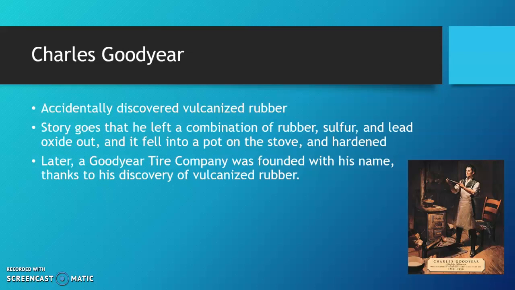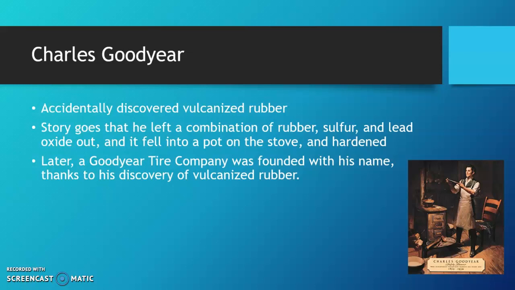So he combined rubber with sulfur and lead oxide, and he left it out. The story goes that it accidentally fell into a hot pot on the stove, and when he took it back out again, it had hardened, and it was also very flexible and durable. One of the main problems with rubber at the time was that it wasn't very good at being resistant to weather. So this process made rubber much more resistant to weather, and it made it much more usable in daily life.